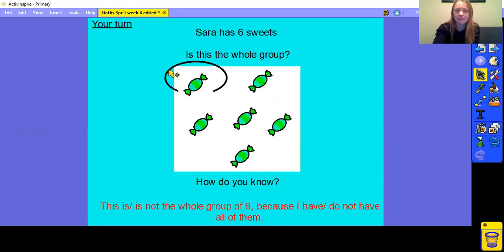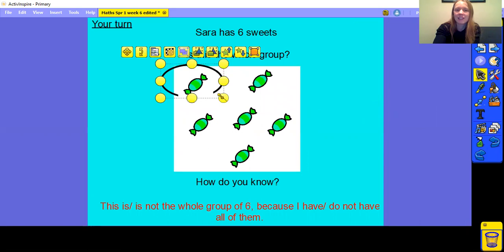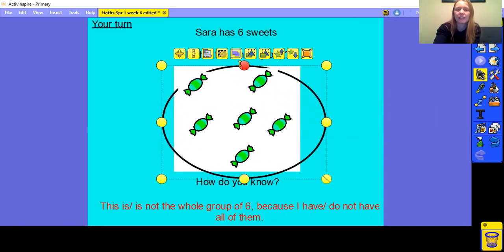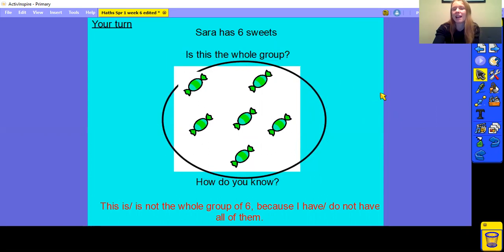Now it's your turn. It says Sarah has 6 sweets. I want you to count the sweets inside the circle and work out whether it is the whole group. Then use the red sentence at the bottom to tell your grown-up how you know. Pause the video while you do that.